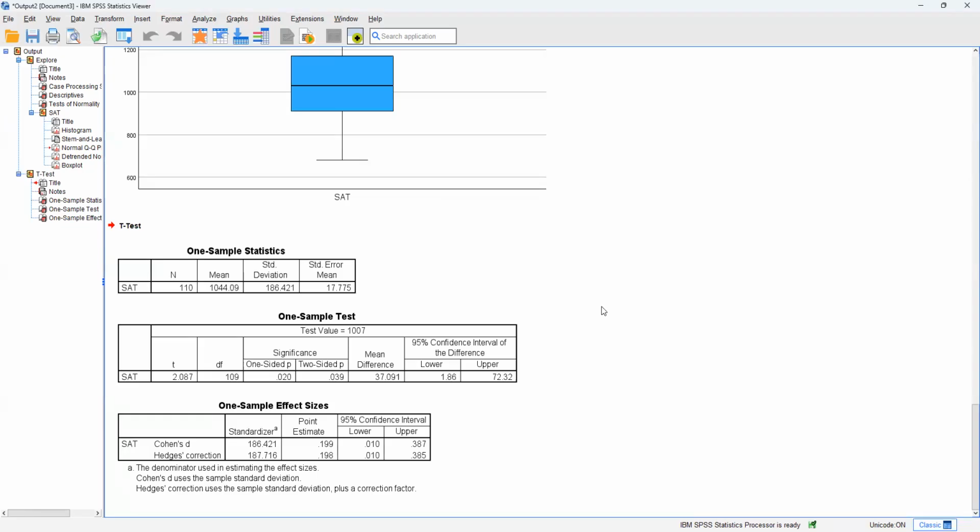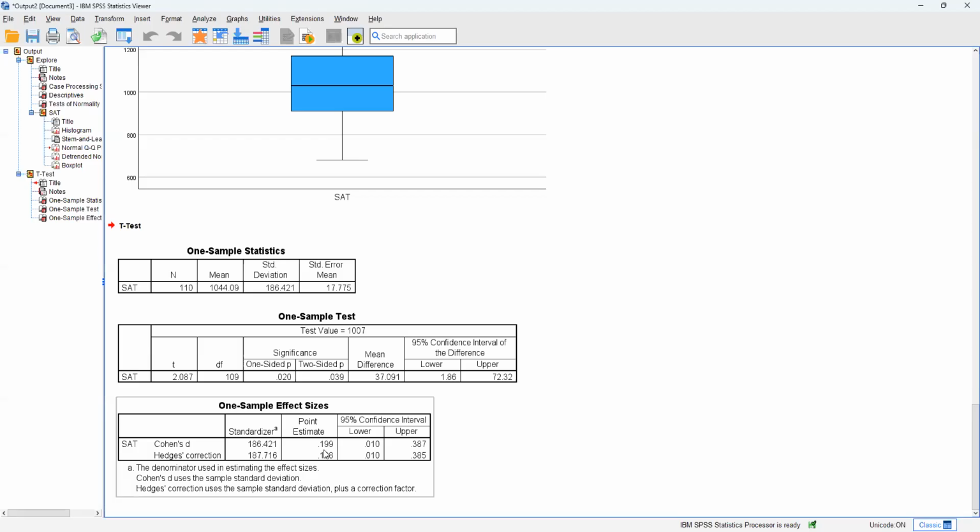Finally, we have our estimate of effect size in the last table. And we're going to stick with Cohen's d for our t-test. So we're going to go to the point estimate column, and that indicates that Cohen's d is equal to 0.199. Okay. In the slide deck, I communicated that a small effect size is equal to 0.2, a moderate effect size is equal to 0.5, and a large effect size is equal to 0.8, according to Jacob Cohen's standards. So this particular value is closest to 0.2, which is our small effect size.